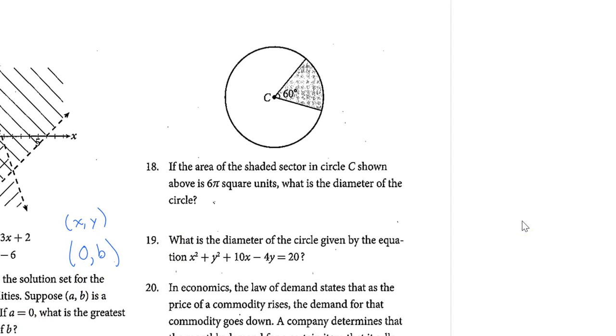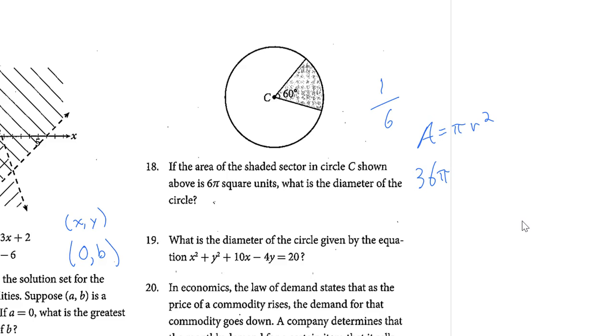Okay, so first idea here, we see we got 60 degrees. Well, that's 1/6 of a circle. So 1/6 of 360 is how much of that we want. We know that the area of a circle is equal to pi r squared. So our area is going to be 1/6 of that whole circle, and it says the area of the shaded sector is 6 pi. So the area of the whole circle would be 36 pi, right? Because it's 1/6, so we times 6. So 6 times 6 gives us 36 pi.